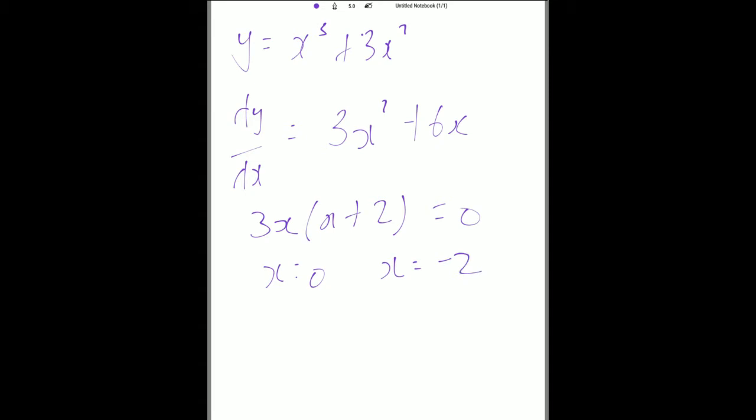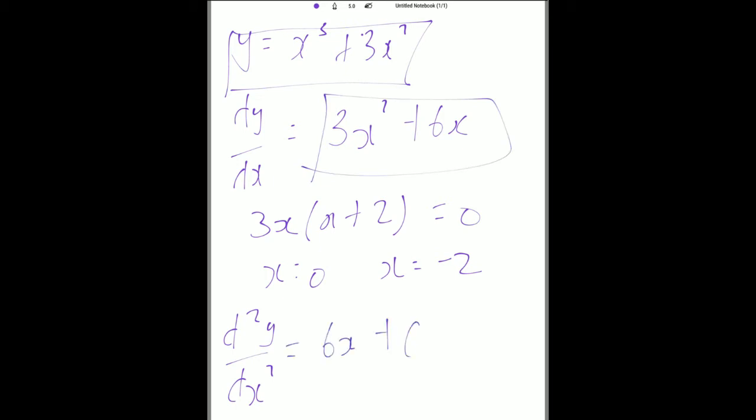So those are the values of x for which the gradient of this function, or the instantaneous rate of change of this function, is 0. Those are the stationary points. Now, let's determine the nature of these stationary points. What do we do? We say d squared y by dx squared, which is the derivative of this here, the first derivative, would be equal to 6x plus 6.